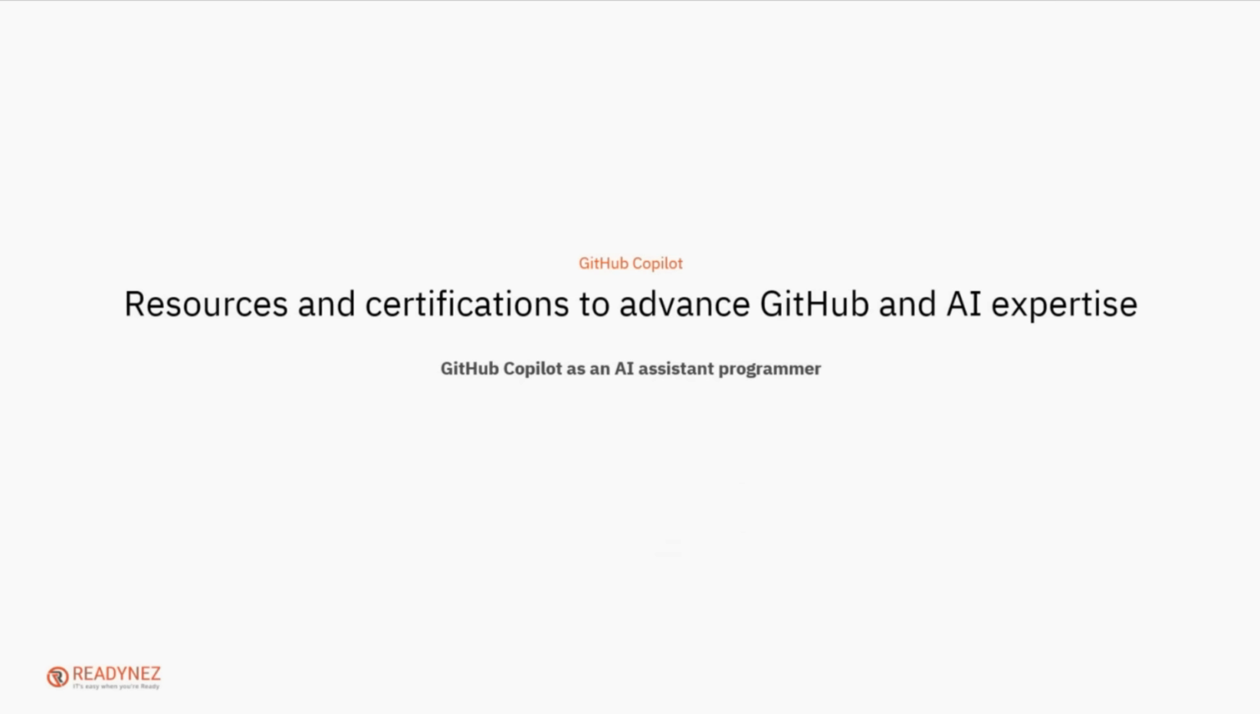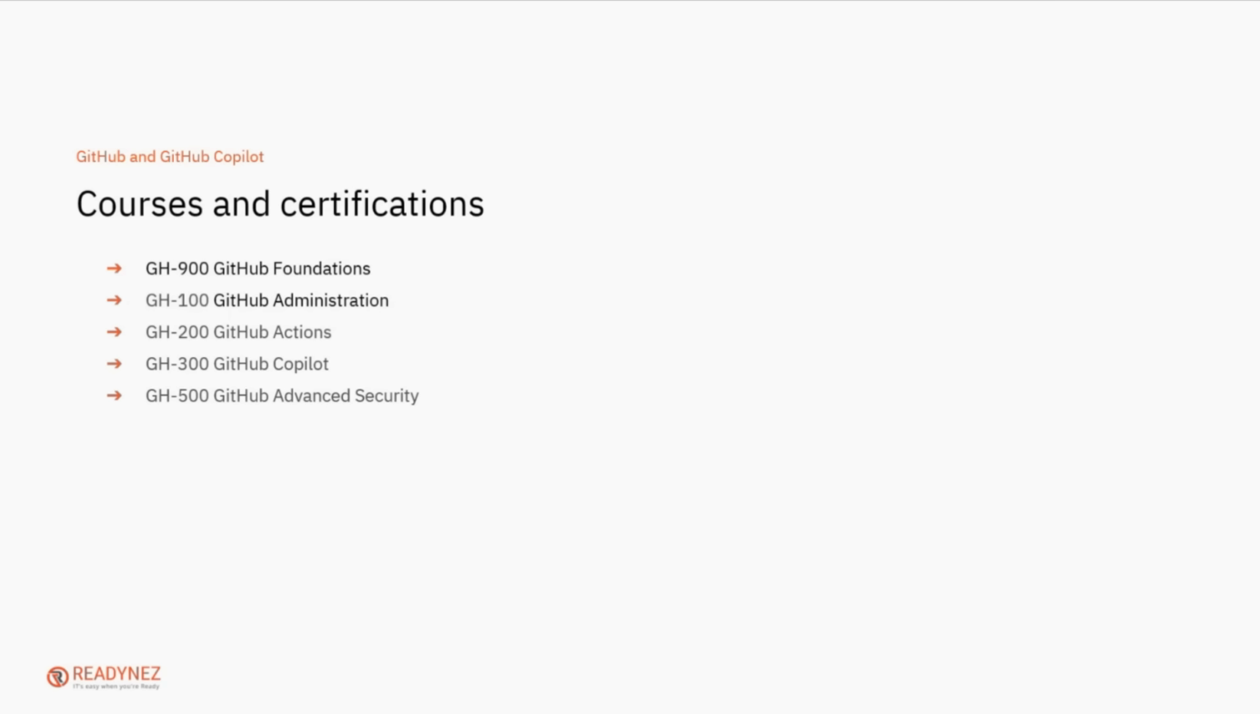I'm conscious of time, so let's talk about resources and certifications that we have for GitHub. Until recently, all the GitHub courses and certifications were handled by GitHub. They've now moved over into Microsoft. So these certifications are all available on Microsoft Learn, and you can go and do those. They've now got the learning content in Microsoft Learn, so you can learn in the same way as you do for all your other Microsoft technologies.